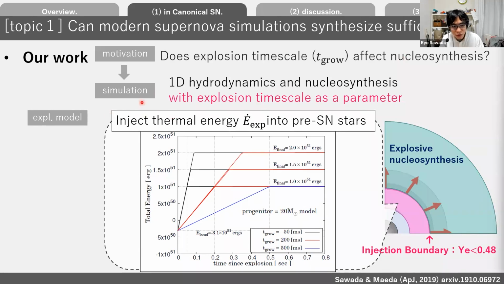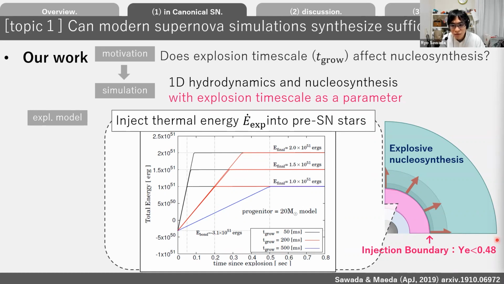And the explosion model is here. This is our assumption of the explosion model. In my assumption, the shock wave is artificially produced by injecting thermal energy directly into the presupernova star, the end product of stellar evolution. And the injected energy time evolution is like here. First we inject linearly, and then we stop injecting thermal energy.